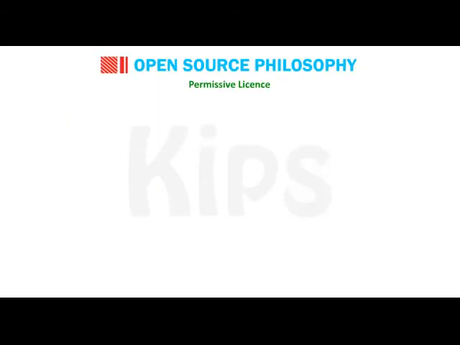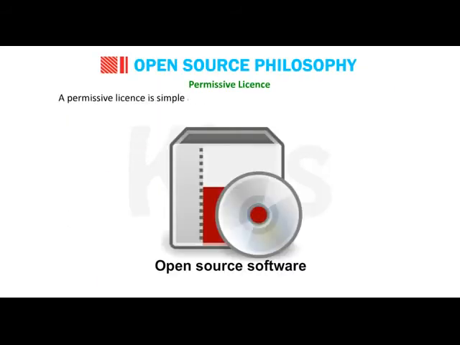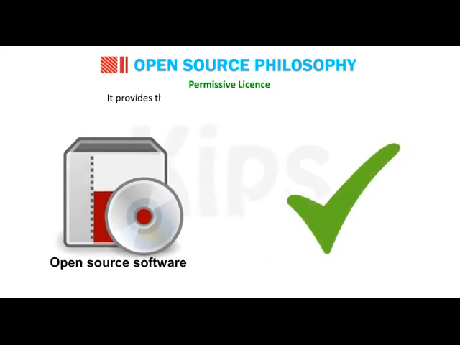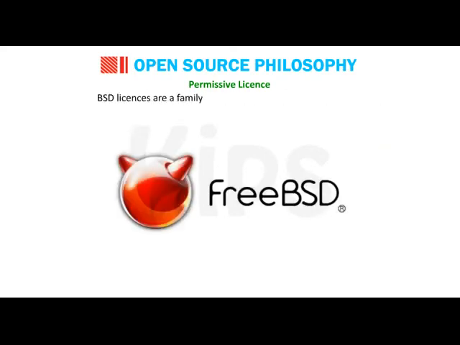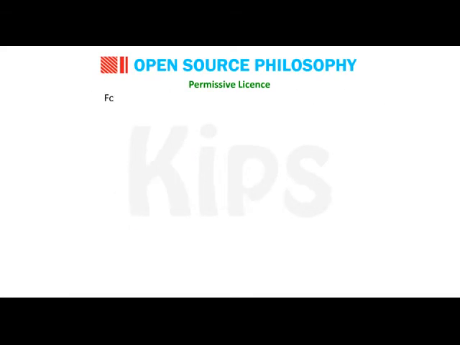Permissive license. A permissive license is simple and is the most basic type of open source license. It provides software to users with no warranties. It, however, requires developers to acknowledge the author or contributor. BSD licenses are a family of permissive free software licenses. These impose minimal restrictions on the use and distribution of the software. Following are the latest 3 versions of the BSD licenses.